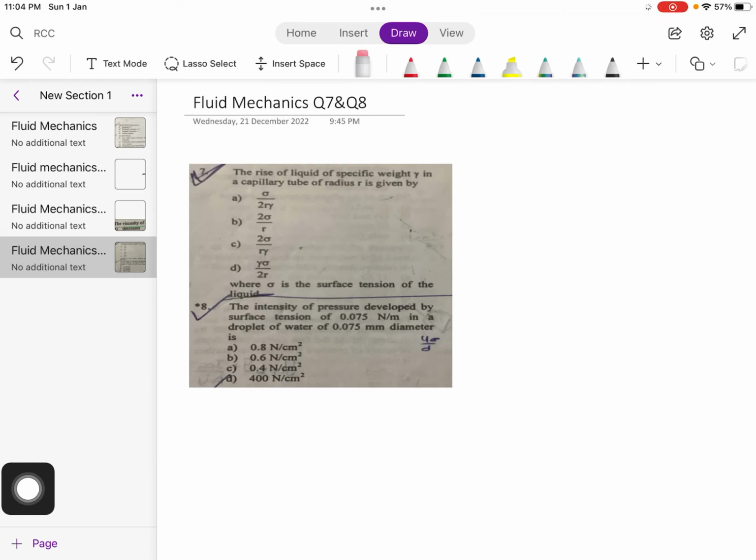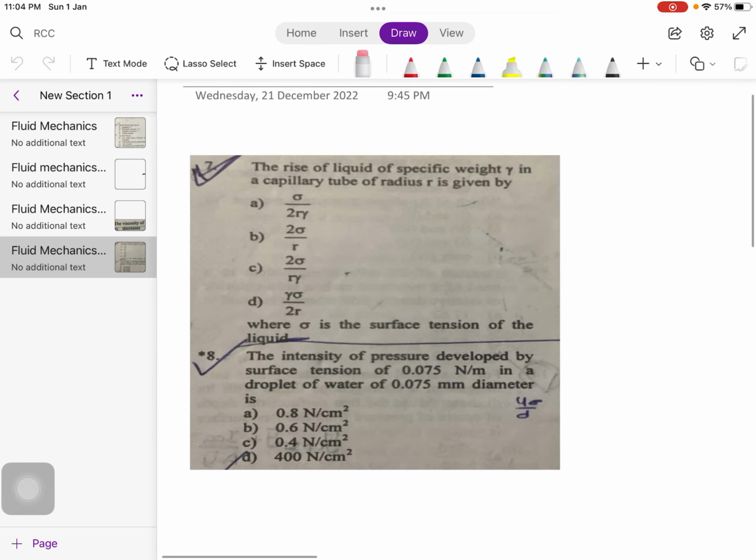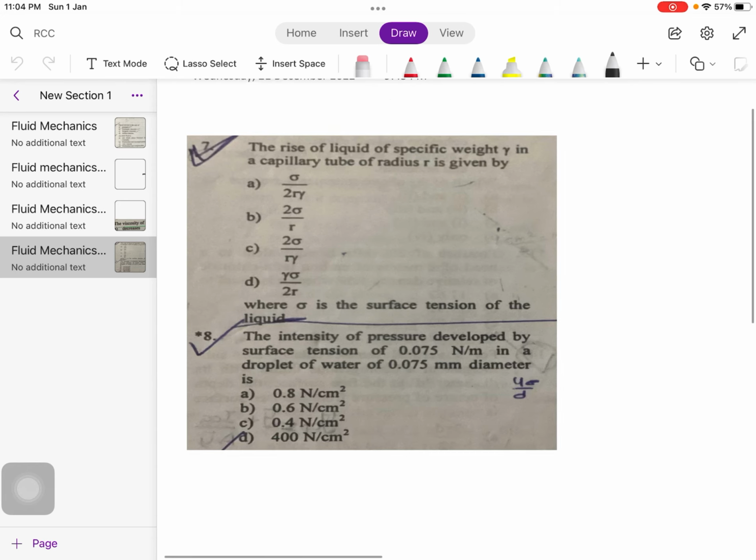Hello dear students. Today I am going to discuss question number 7 and question number 8 of the chapter on fluid mechanics. Question number 7 says: the rise of liquid of specific gravity gamma in a capillary tube of radius r is given by sigma upon 2r gamma, twice sigma upon r, twice sigma upon gamma r, and gamma sigma upon 2r.